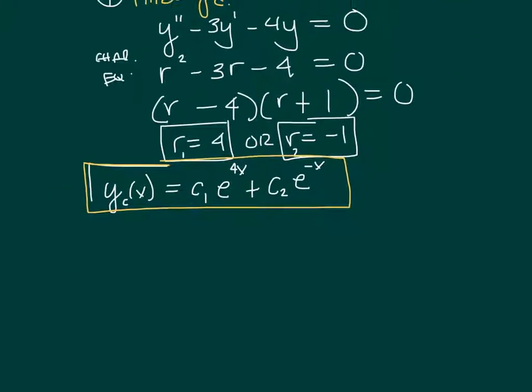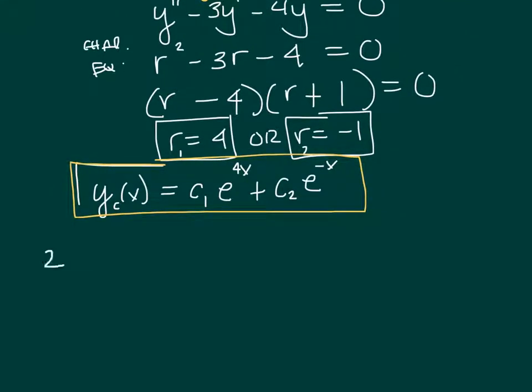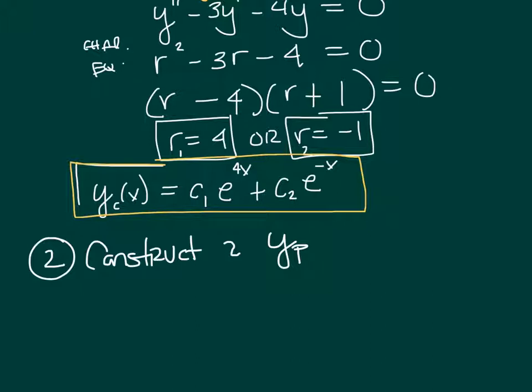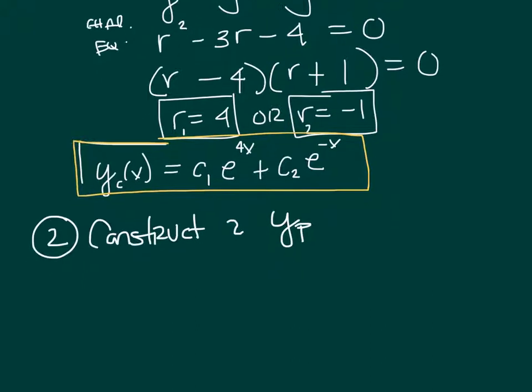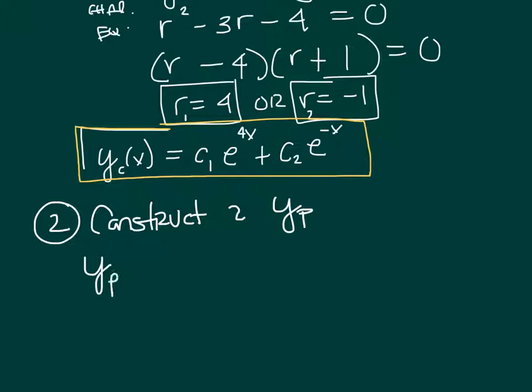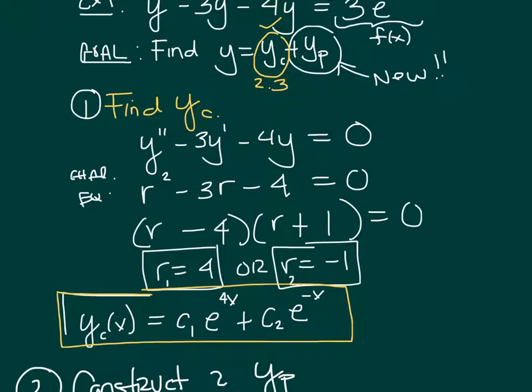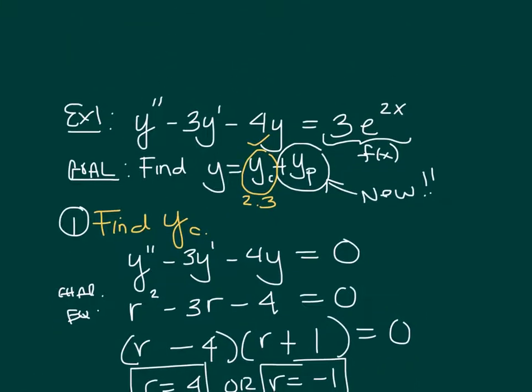So let me make this a little bit smaller. Okay, so step 2 is we want to guess a particular solution to this non-homogeneous linear equation, by constructing a particular solution. So let's construct a y sub p. What am I going to call it? Well, you want it to look very similar, to have the same form as f of x.